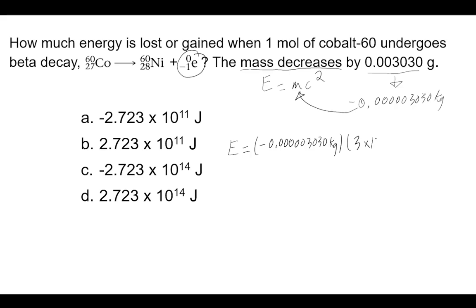Multiply this by the speed of light, 3 times 10 to the 8 meters per second, and that gets squared. All of that should give you negative 2.73 times 10 to the 11 joules for answer A.